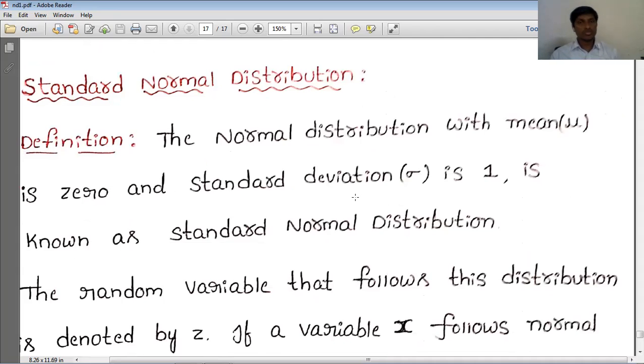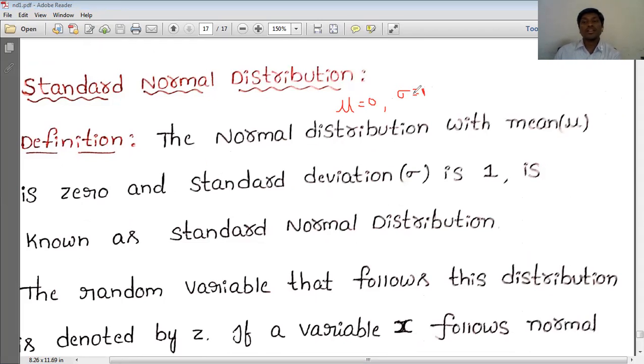Next, the standard normal distribution. When the normal distribution has mean mu equal to 0 and standard deviation sigma equal to 1, then we call that the standard normal distribution.